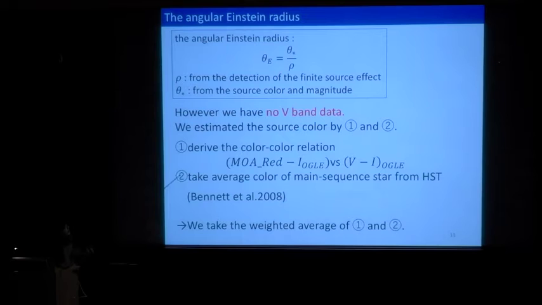In order to estimate the source color, we use 2 methods. One is to derive the color-color relation. In this method, we use a slight difference between the MOA band and the OGLE band. And the second is to take the average color of main sequence stars from HST. In this method, we assume that the source star is a main sequence star. And then we take the weighted average of the color from the 2 methods.